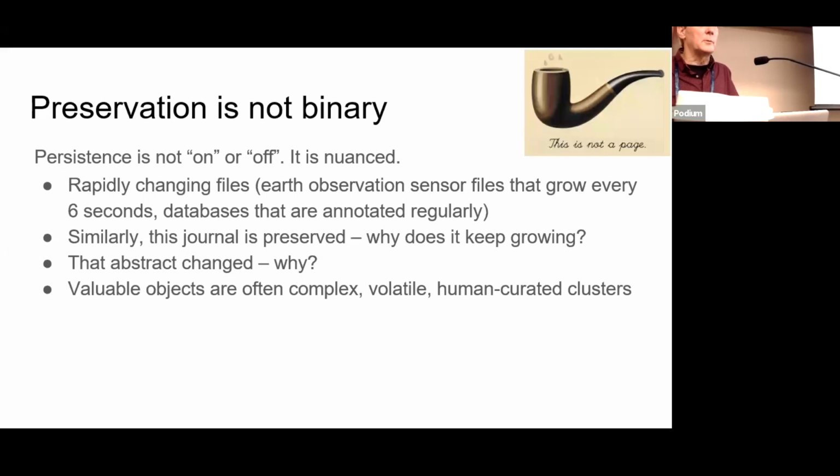This is a really important question. So, people ask, well, geez, here's this big file that's rapidly changing every 6 seconds. It's an Earth sensor, and it grows every 6 seconds. And some people say, well, this is impossible to characterize as persistent because it's always changing.